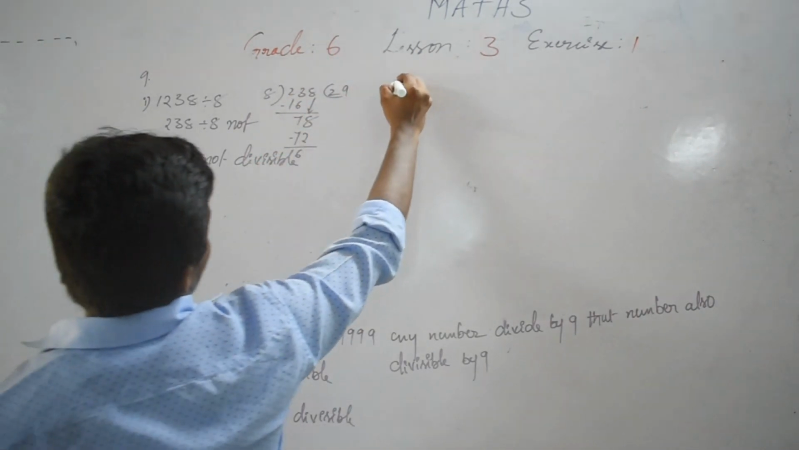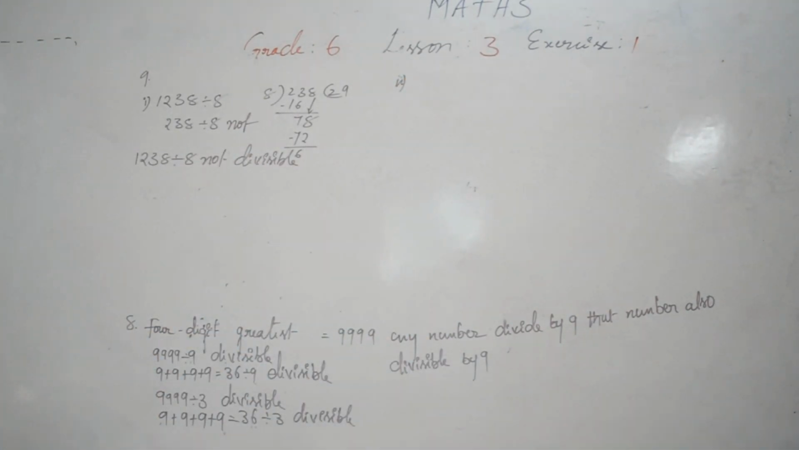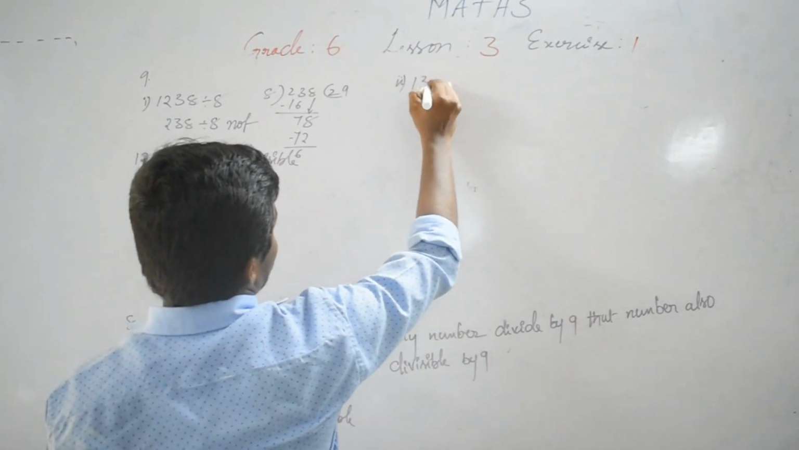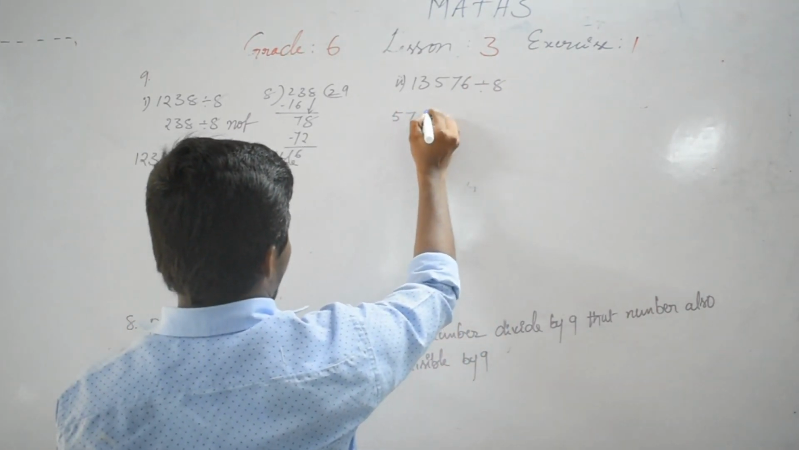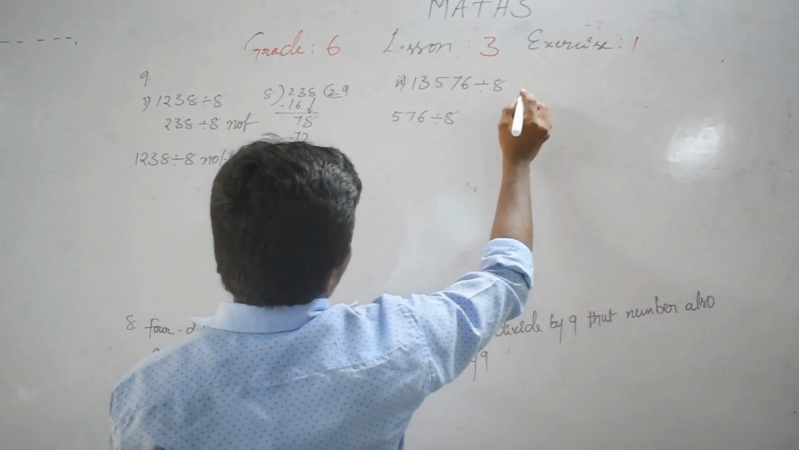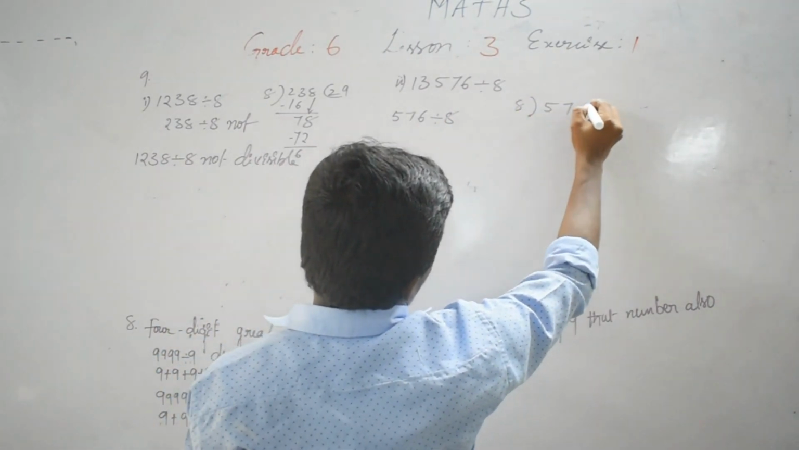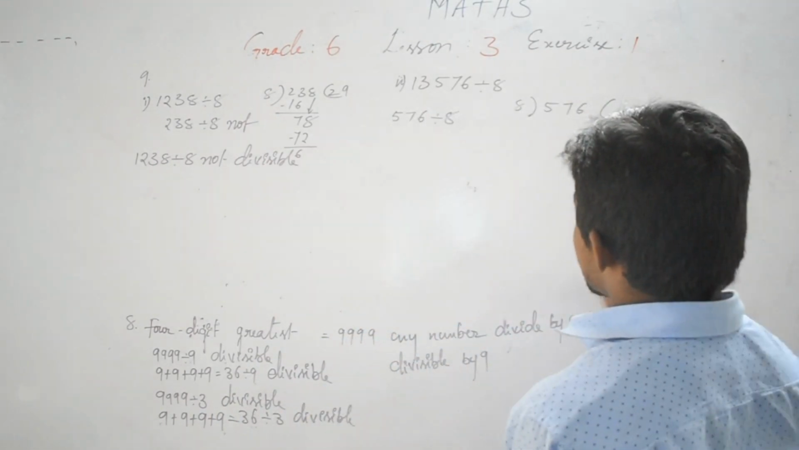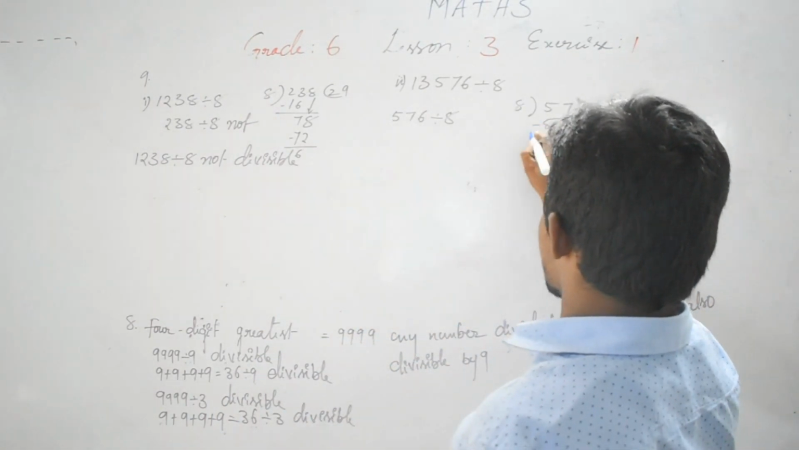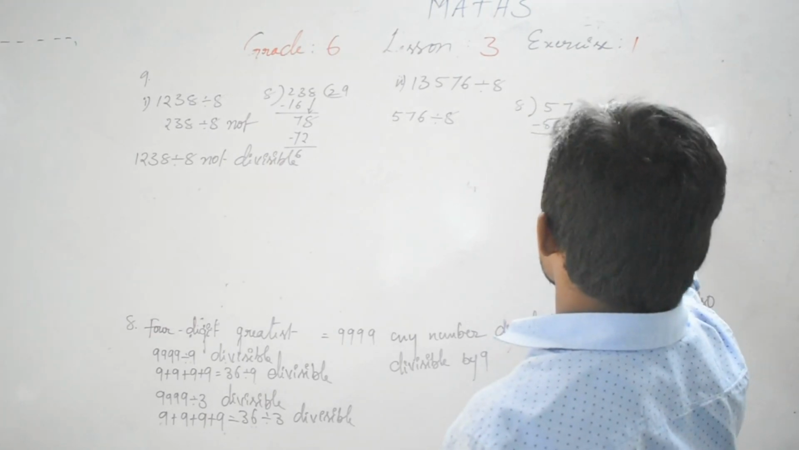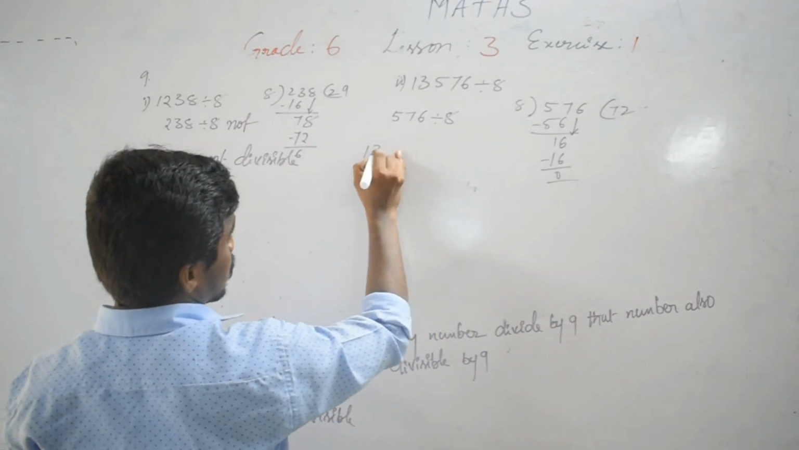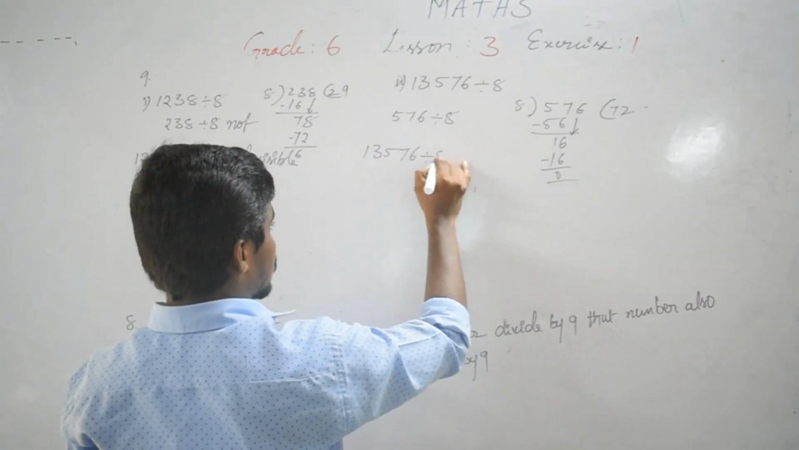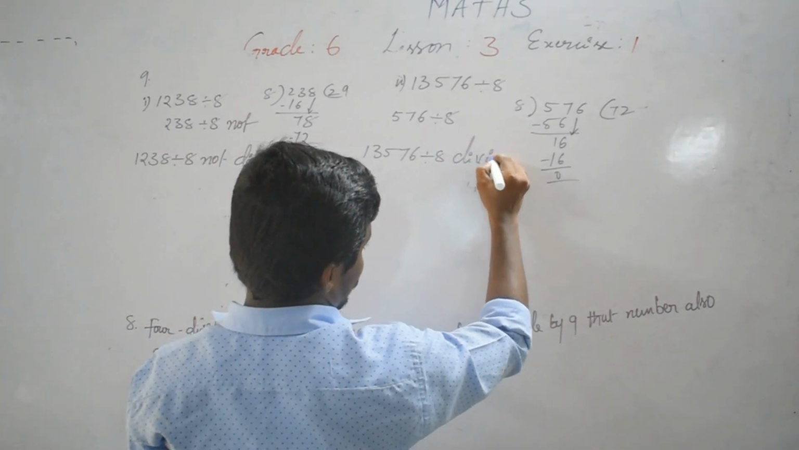Second one, 13,576 divided by 8. 576 divided by 8, we just have to check. 8 sevens are 56, 1 6. 8 twos are 16, 0. So 13,576 divided by 8 is divisible.